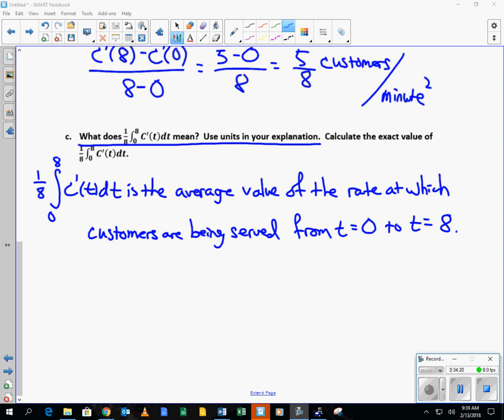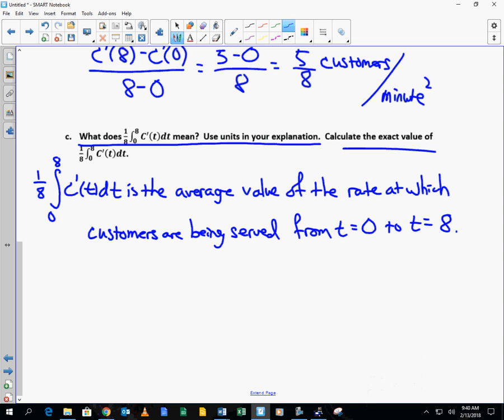You should have something of this nature. 1/8, 0 to 8, C prime t dt is the average value. Or you could just say the average rate at which the customers are being served. Either one would be fine. From time equals 0 to time equals 8. Okay. Actually, can I use yours as an example? Which customers are being served. Yeah, no, that'll be fine. That'll be fine, I think.